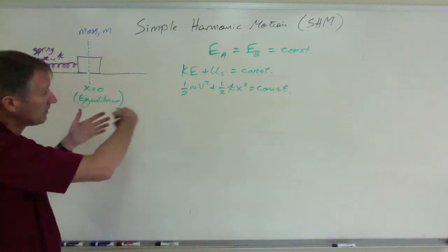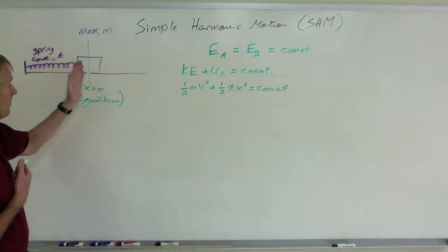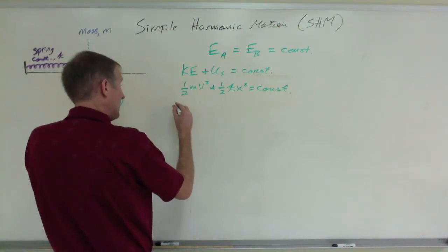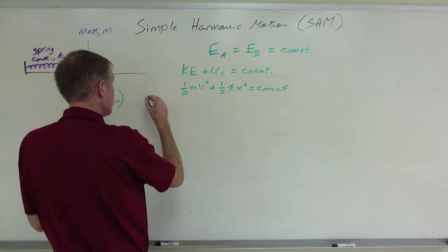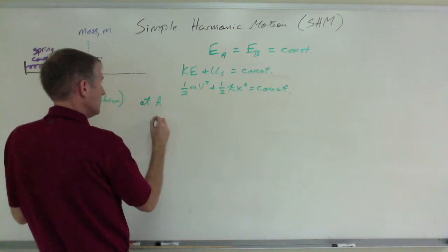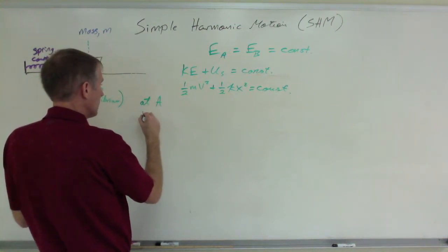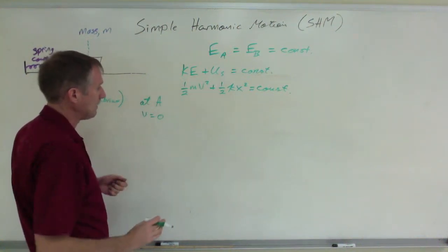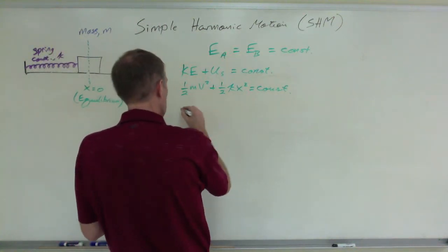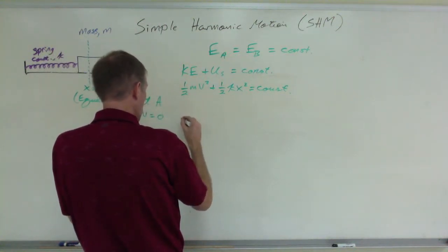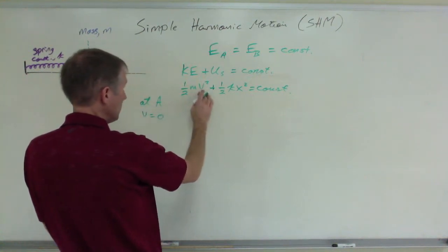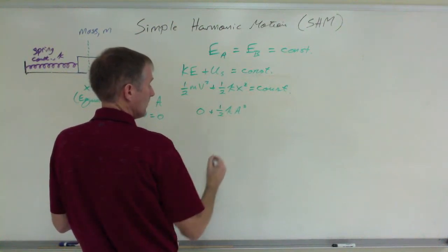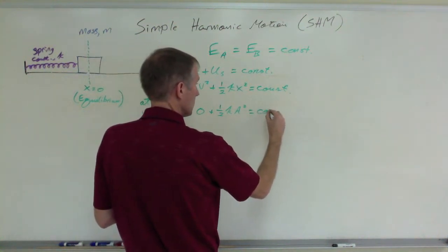Well, let's write this equation for when it's at amplitude. If it's at maximum amplitude, at A, you know that v equals 0. So what does this look like at amplitude? It's going to be 0 because there's no velocity at amplitude, plus 1/2 kA squared. That's a constant.